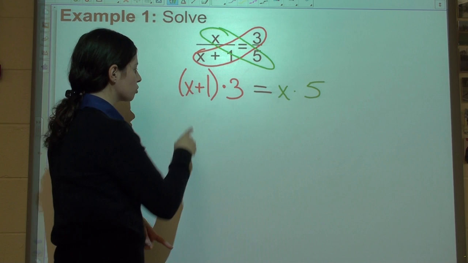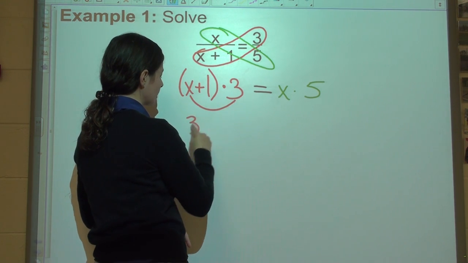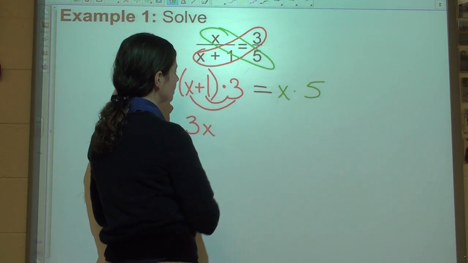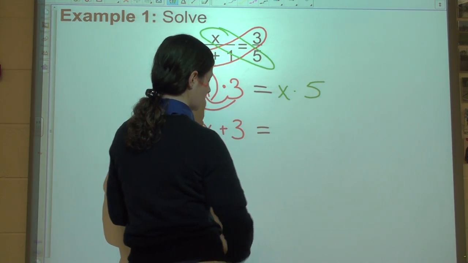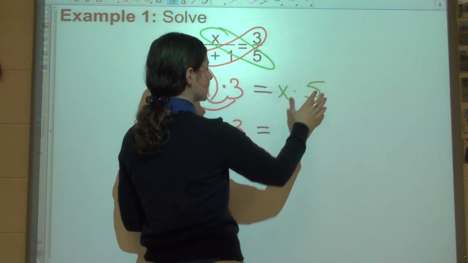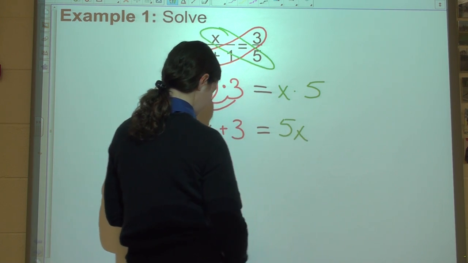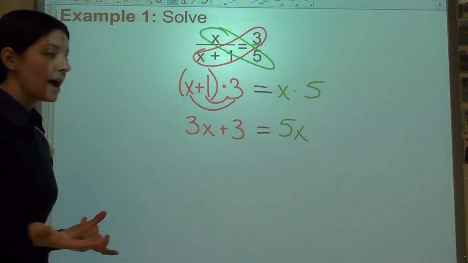So now I'm going to need to distribute. x times 3 will give me 3x, and 1 times 3 is going to give me 3. On the other side, I've got 5 times x, which is 5x. So we're going to solve now in the usual way.